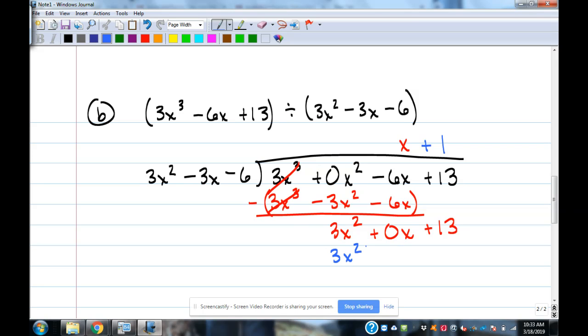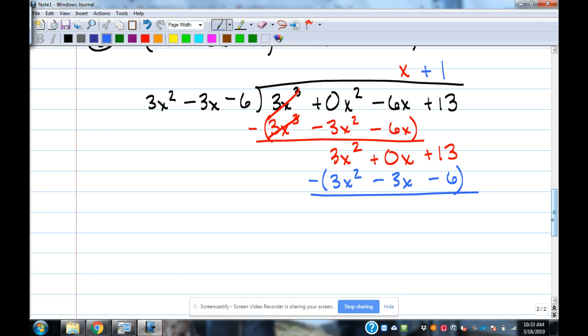Distribute. That's an easy distribution. Don't have to even think. Copy it down and subtract. X squareds go away. 0 minus negative 3 would be positive 3x. 13 minus negative 6, positive 19. Now, as Austin said earlier, there's nothing left to bring down. So we know, hey, that should be our remainder.